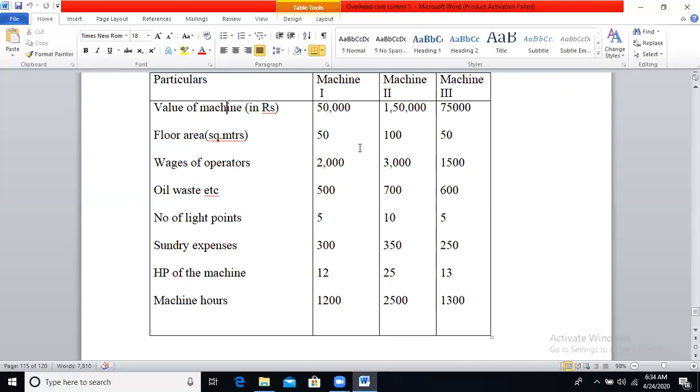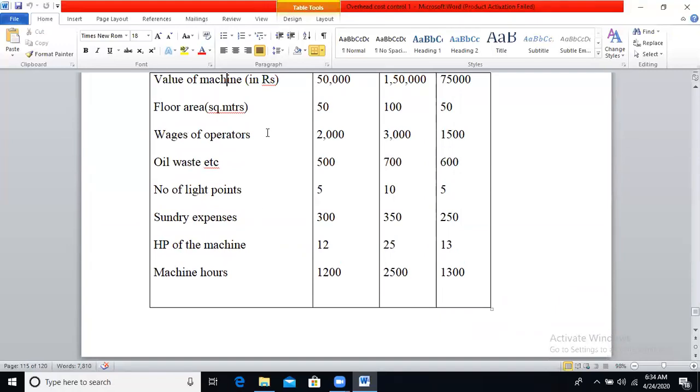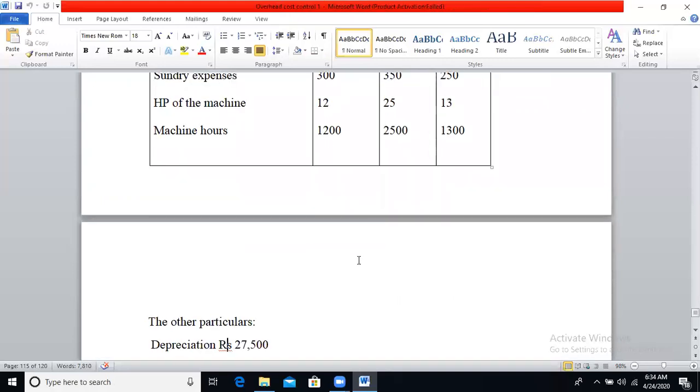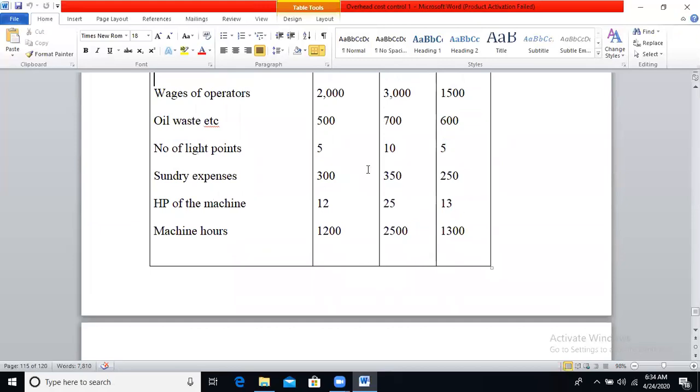Then for the next expense, rent. For rent, we will consider the basis as floor area. So 50 is to 100 is to 50. Remove 1 zero. You will get 5 is to 10 is to 5. You can divide this by 5: 1 is to 2 is to 1. Then for the next expense, lighting. For the lighting, they have given light points, 5 is to 10 is to 5. So you will get 1 is to 2 is to 1.